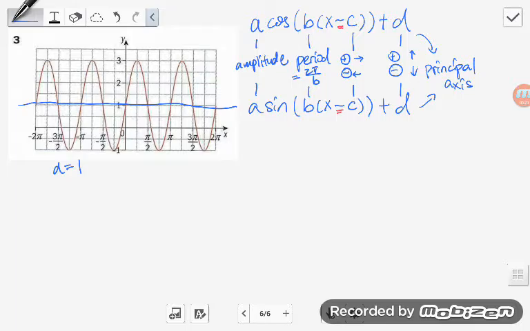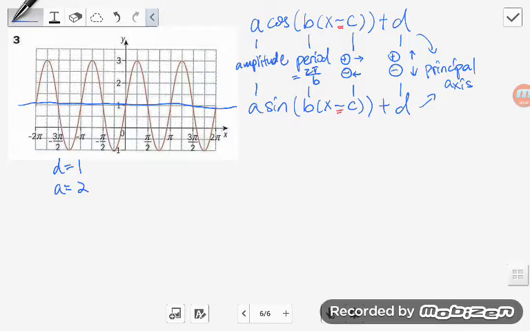Now what about my amplitude? I think we can find the amplitude pretty easily. My amplitude is this distance right here. So my amplitude in this case would be 3 minus 1, so my amplitude is equal to 2. So I got my A already, and I got my D already.